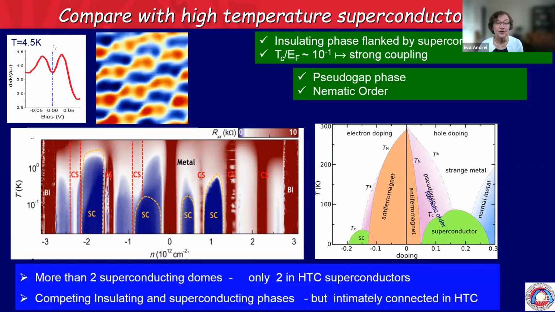However, there are more than 2 superconducting domes. It actually turns out that almost between every integer filling, there's a superconducting dome, whereas in high temperature superconductors, we only have 2. The insulating and superconducting phases are competing rather than being intimately connected as in high temperature superconductors, and the jury is still out on whether or not we can learn anything about high temperature superconductors from twisted bilayer graphene.